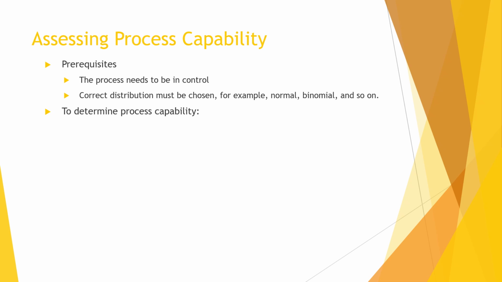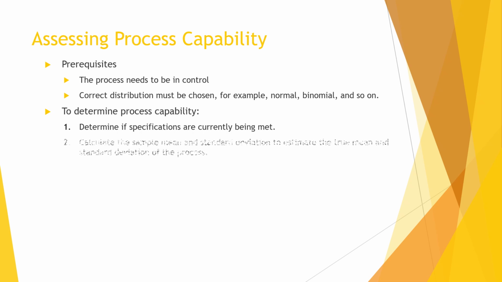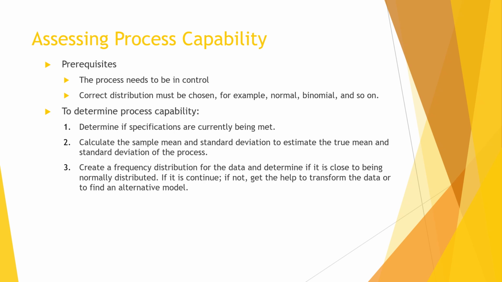To determine process capability, 1, you need to determine if specifications are currently being met. Calculate the sample mean and standard deviation to estimate the true value and standard deviation of the process. Create a frequency distribution for the data and determine if it is close to being normally distributed. If it is, continue. If not, get help to transform the data or to find an alternative model.